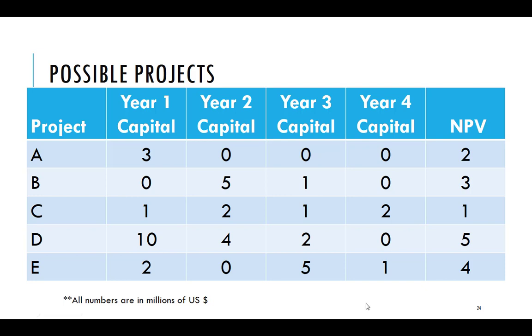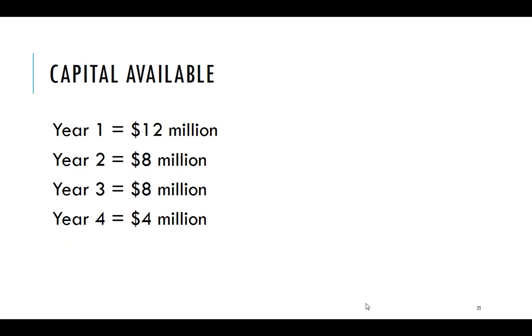So one of the constraints is going to be how much money we have available in each of the 4 years for our time horizon. So in year 1 we have $12 million available to spend, year 2 $8 million, year 3 $8 million, and year 4 $4 million. In addition to this, there are some policy restrictions. So let's look at the policy restrictions.